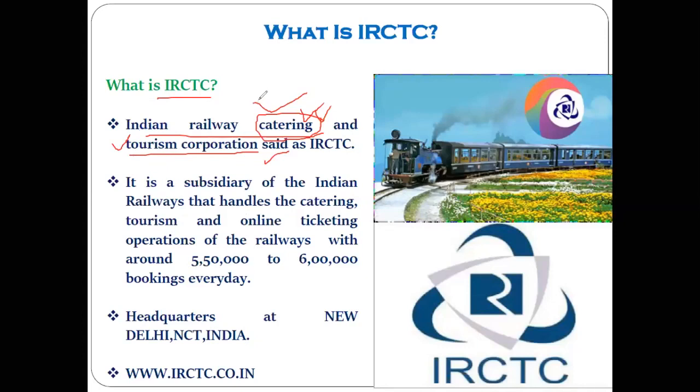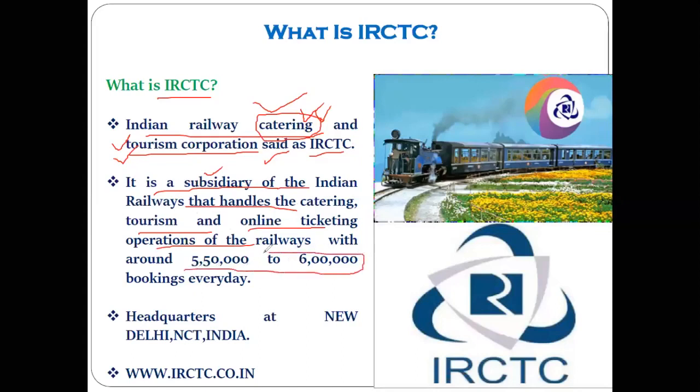So catering is one important service provided through the IRCTC, and another important one is related with tourism. Means suppose we want to go somewhere for a trip or picnic, that kind of service can be easily made available through the IRCTC. We will see that point in the services provided by the IRCTC. Okay. So it is the subsidiary of the Indian Railways that handles the catering, tourism, and online ticketing operations of the railways. Subsidiary in the sense of an important part, or branch, of the Indian Railways.